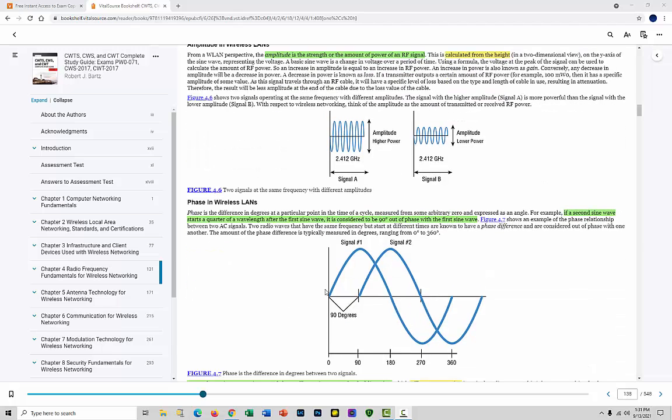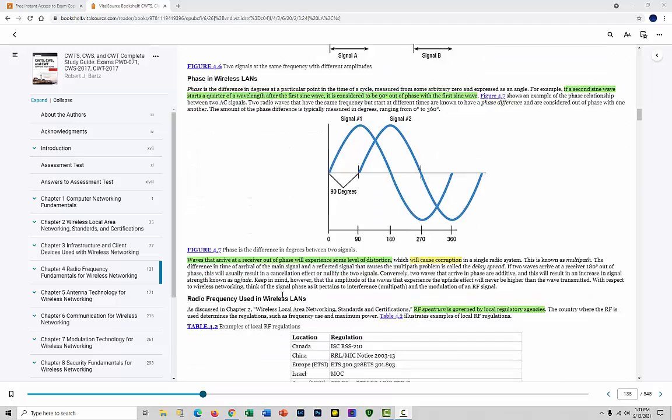And the phase is when the subsequent wave starts off and it's not in line. It's not in line with the previous wave. So this is an example where it's out of phase. In this case, I look at the starting points of each by 90 degrees, and that's part of the reason why Wi-Fi access points have multiple antennas to be able to accommodate that.